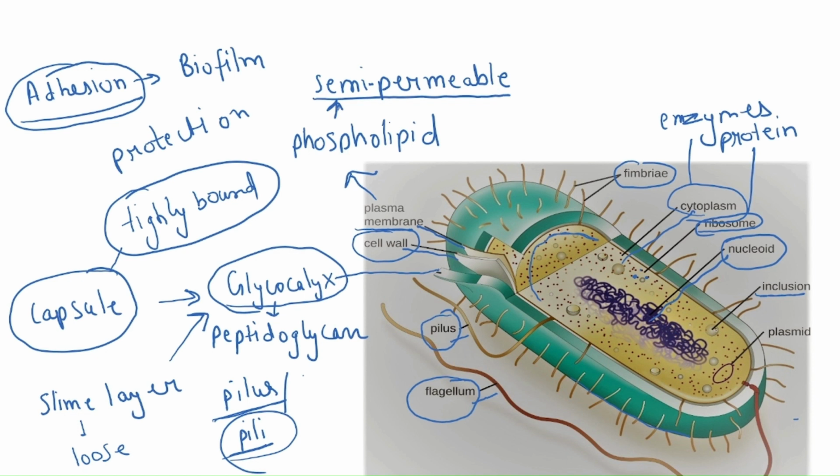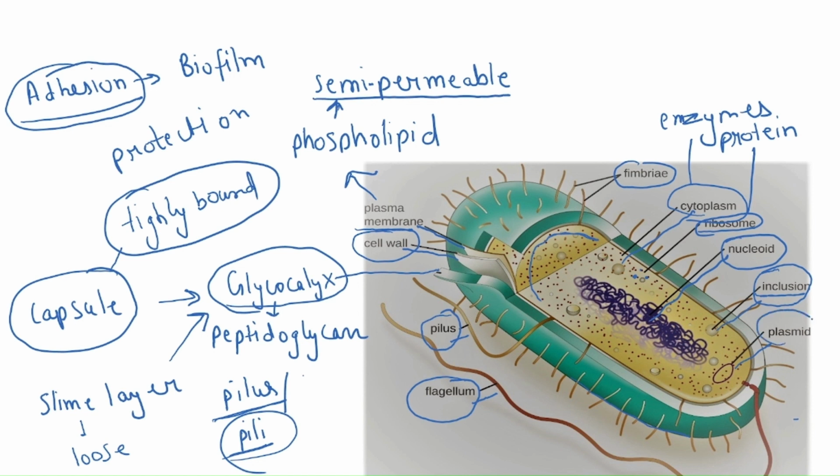Another one is the inclusion. What is the inclusion? As you can see, this small circular structure. Inclusion bodies are found in the cytoplasm of the bacterial cell. They can vary in size, shape, and composition. These are actually accumulated proteins or some other substances produced by bacteria, and they form inclusion bodies.